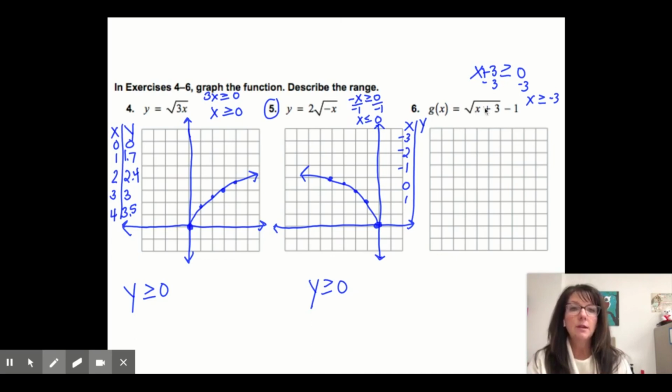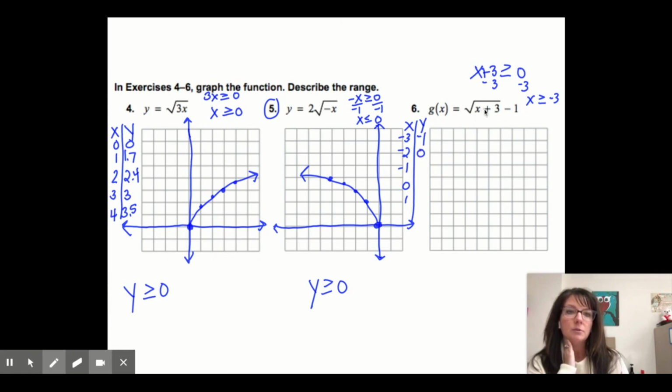So -3 plus 3 is going to be 0. The square root of 0 is 0, and then -1. So -3, -1. Okay? When we have -2, -2 plus 3 is a +1. Square root of 1 is 1. 1 minus 1 is 0.